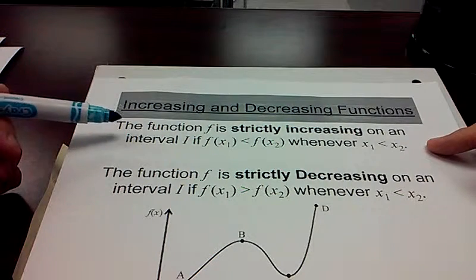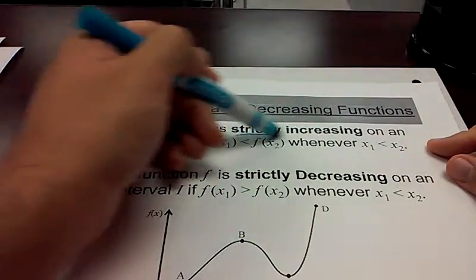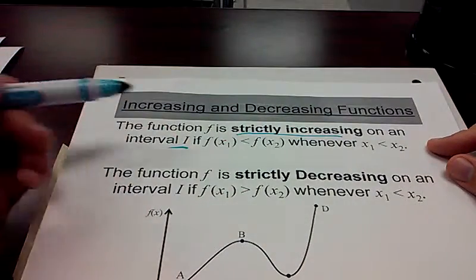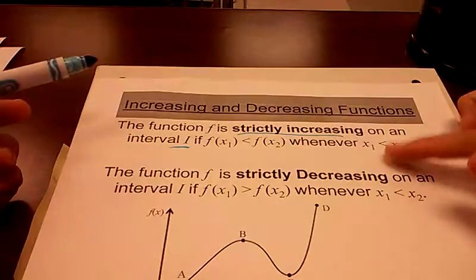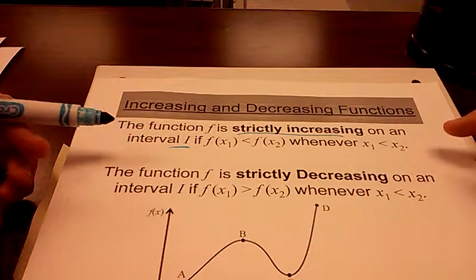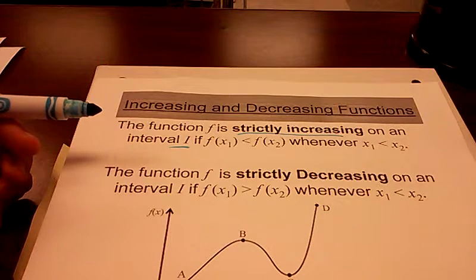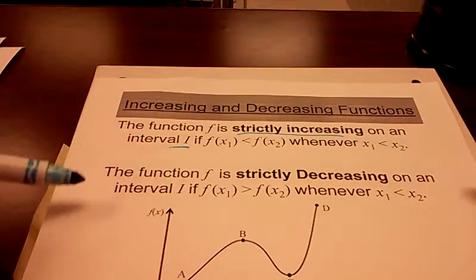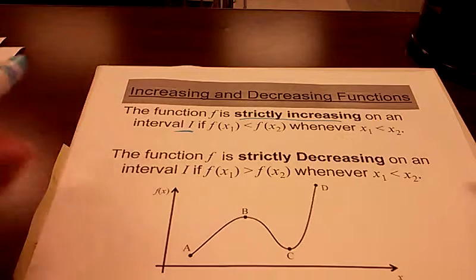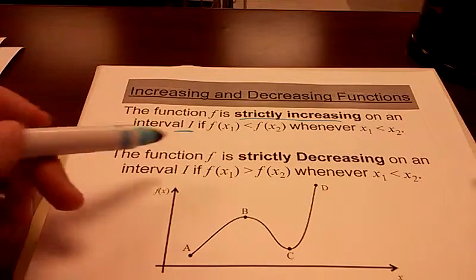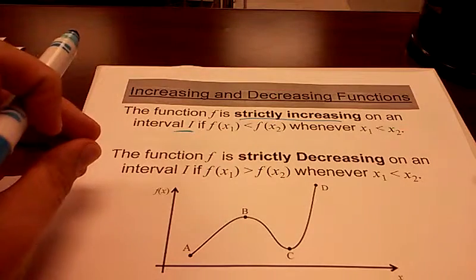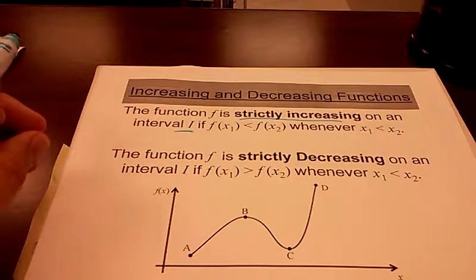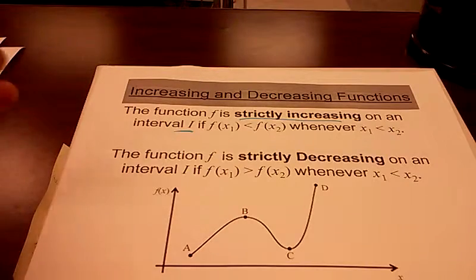The definition of strictly increasing is a function is strictly increasing on an interval I if f of x1 is less than f of x2 whenever x1 is less than x2. In other words, the second value of the y is greater than the previous value of the y. And then also a function is strictly decreasing if the f of x1 value is greater than the f of x2 value. In other words, if the previous value is more than the next value, then obviously the graph is decreasing.